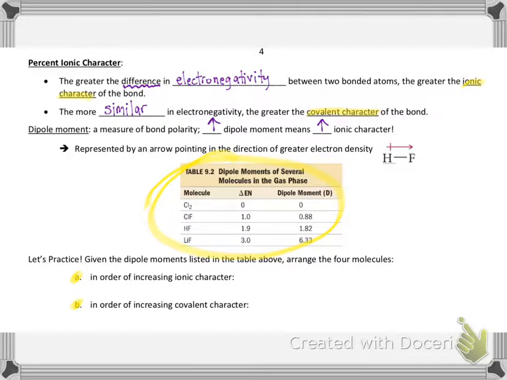You're just going to arrange the four molecules given in order of increasing ionic character and then increasing covalent character. When you're ready to check, you know what to do.